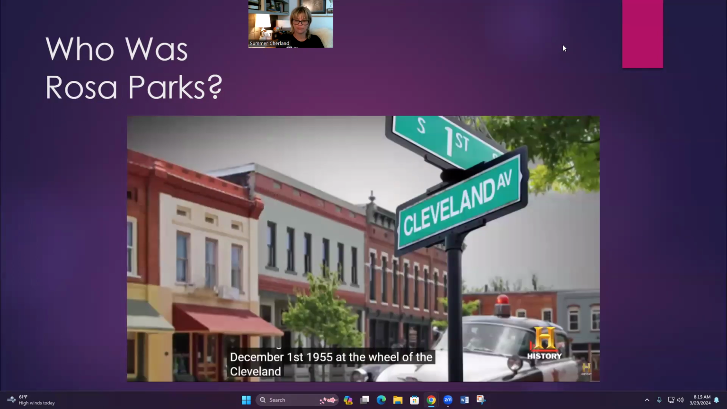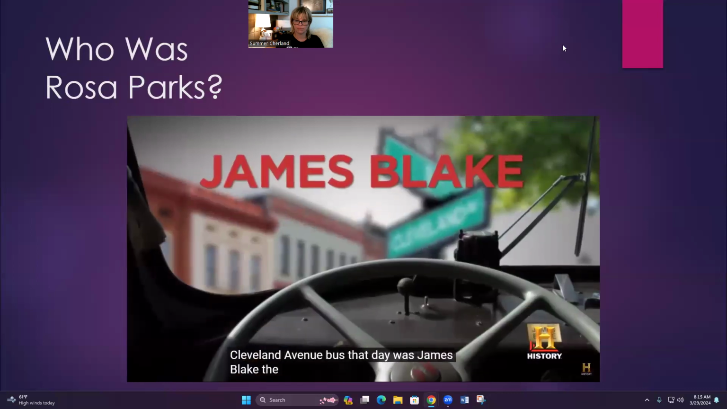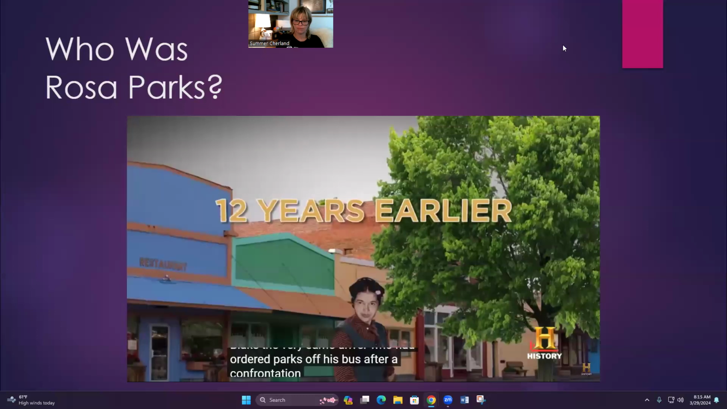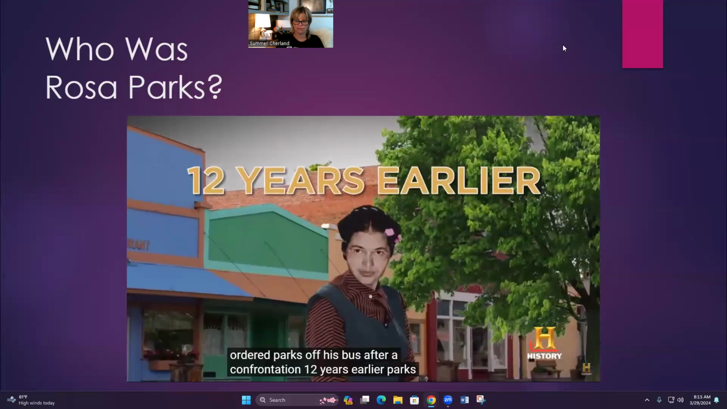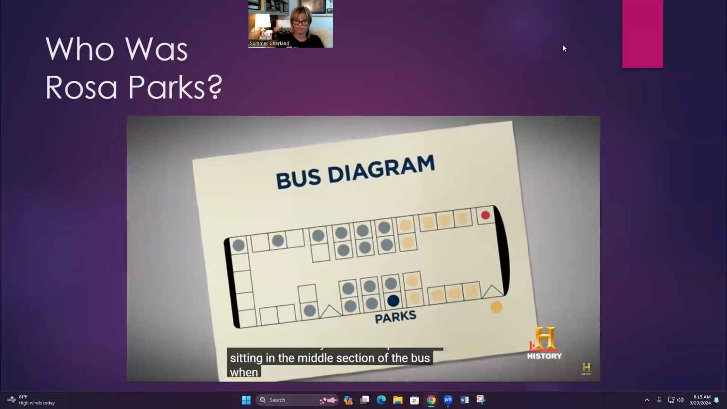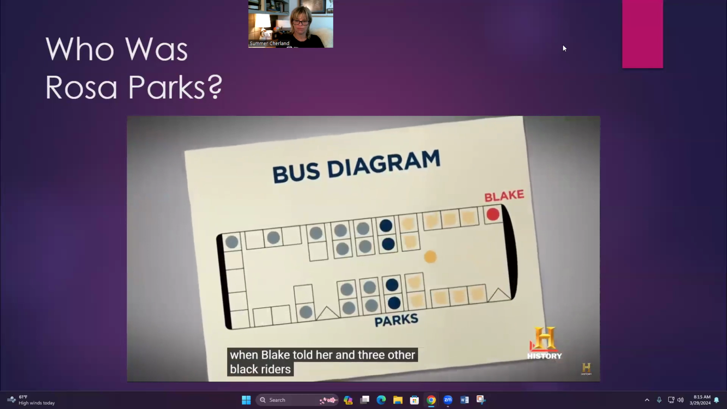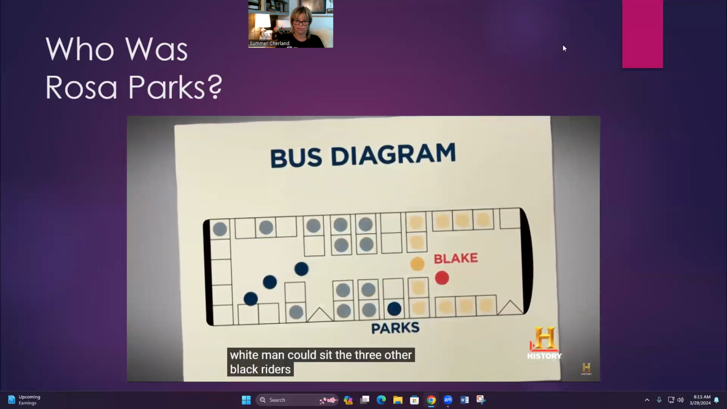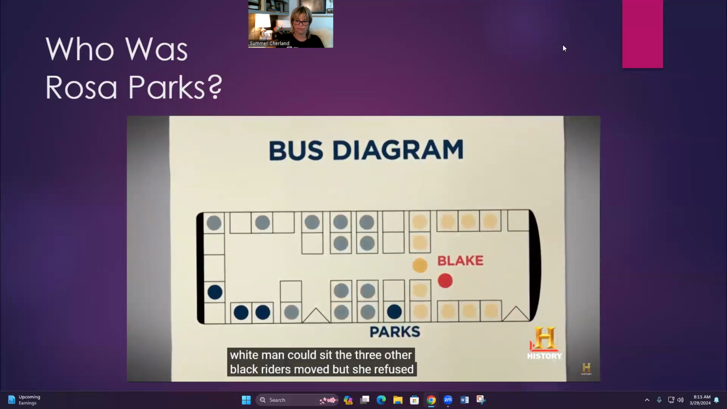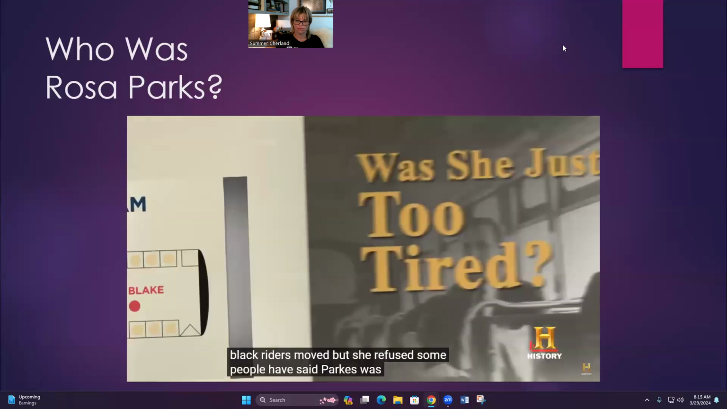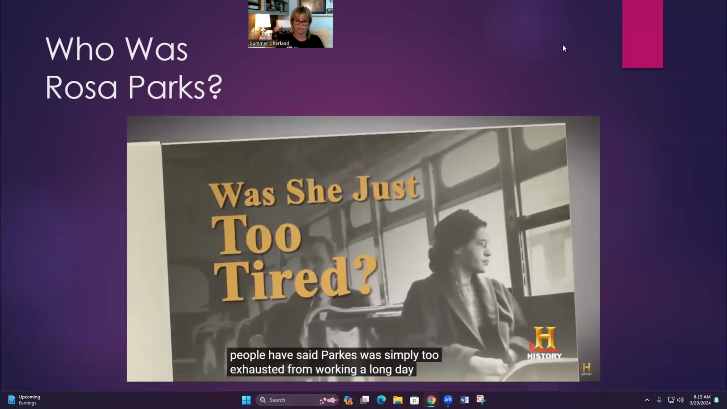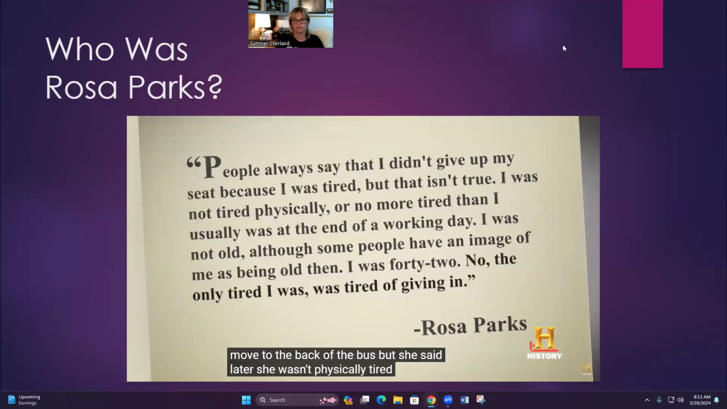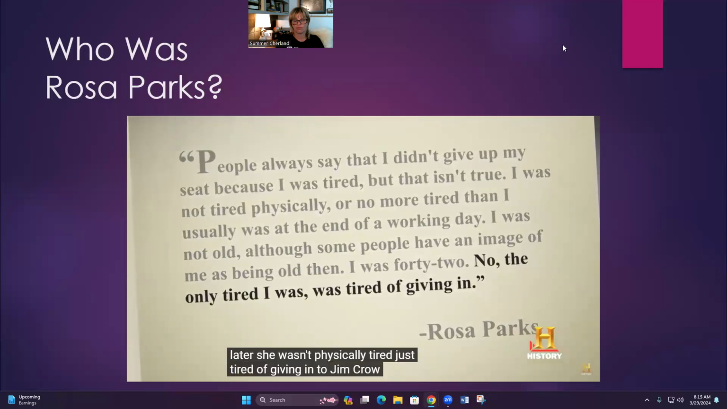At the wheel of the Cleveland Avenue bus that day was James Blake, the very same driver who had ordered Parks off his bus after a confrontation 12 years earlier. Parks was sitting in the middle section of the bus when Blake told her and 3 other Black riders to stand up so that one white man could sit. The 3 other Black riders moved, but she refused. Some people have said Parks was simply too exhausted from working a long day to move to the back of the bus, but she said later she wasn't physically tired, just tired of giving in to Jim Crow.